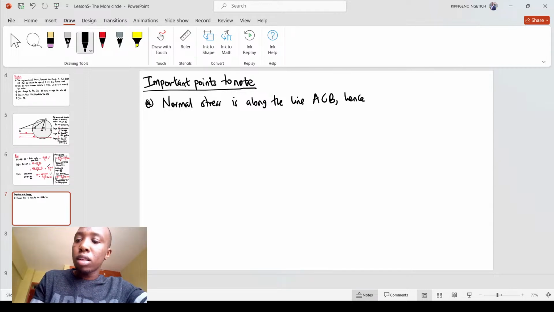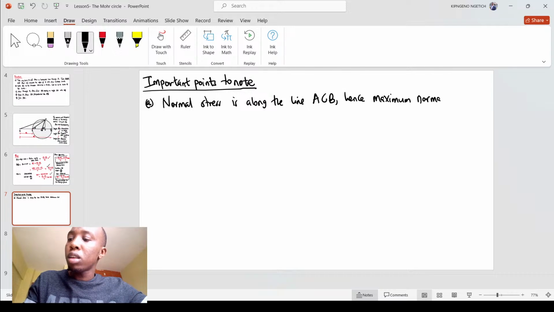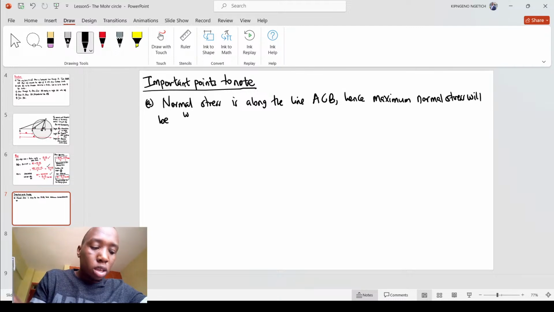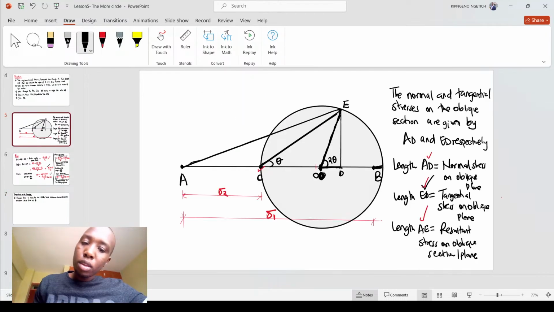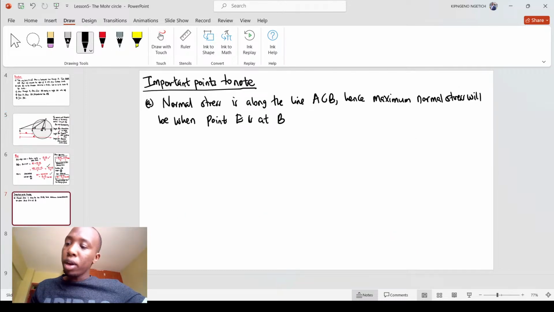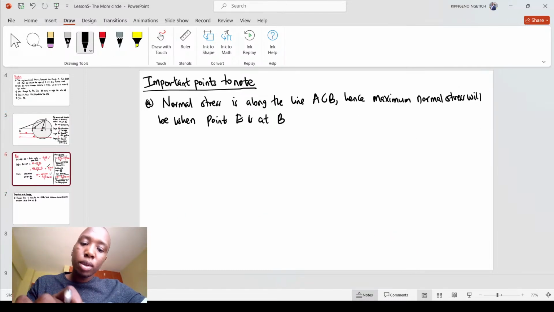Hence, the maximum normal stress will be when point E is at B. That is when the normal stress will be maximum.